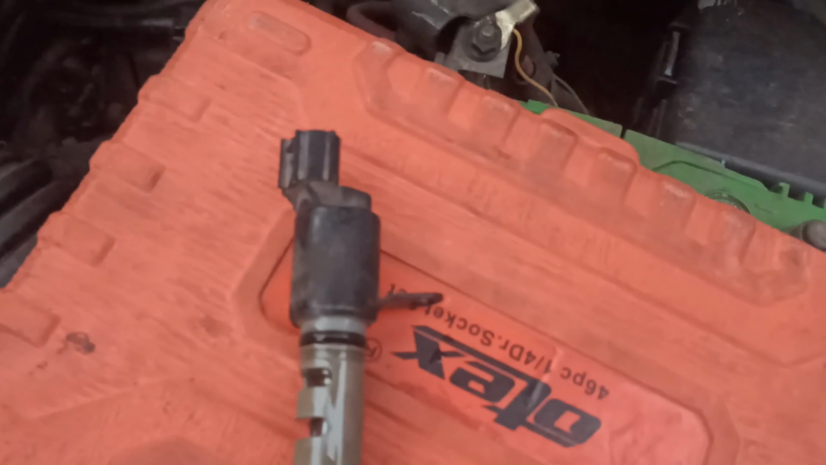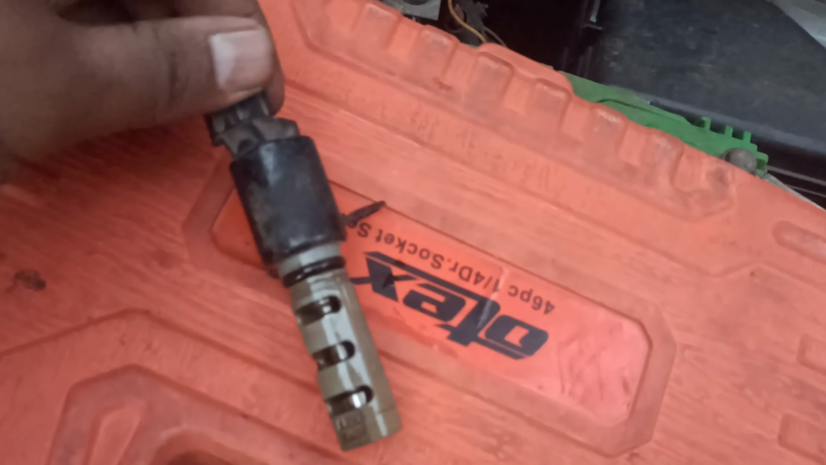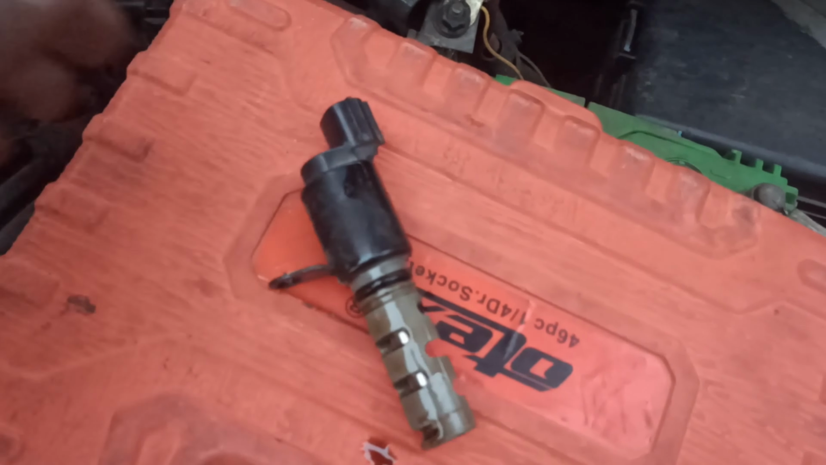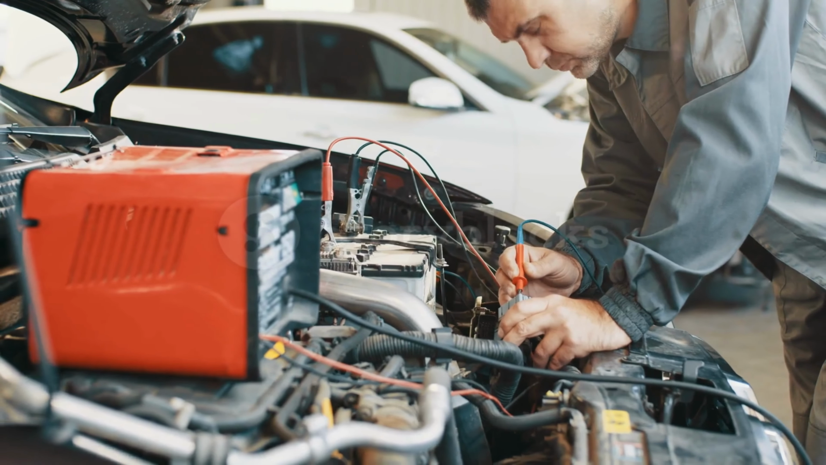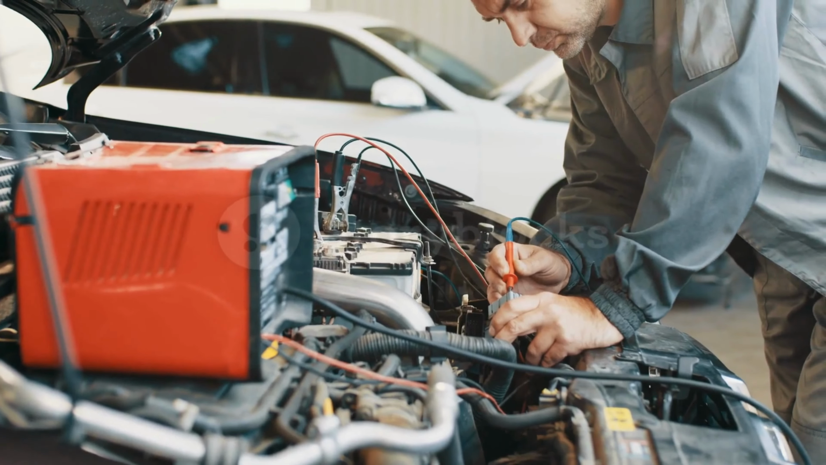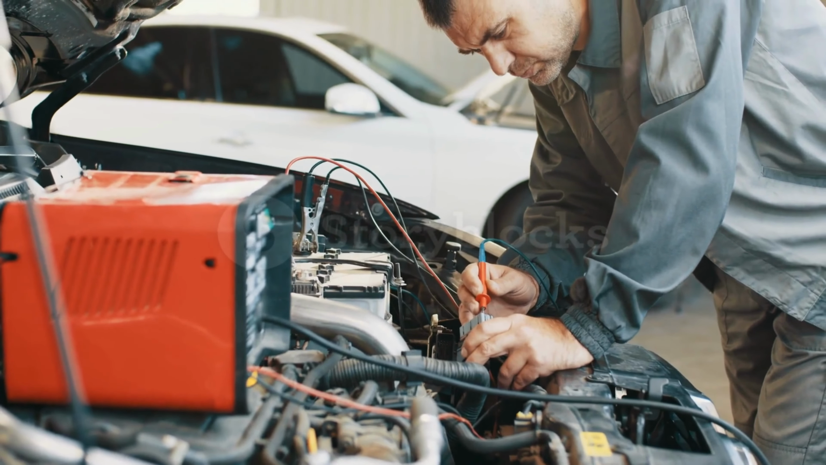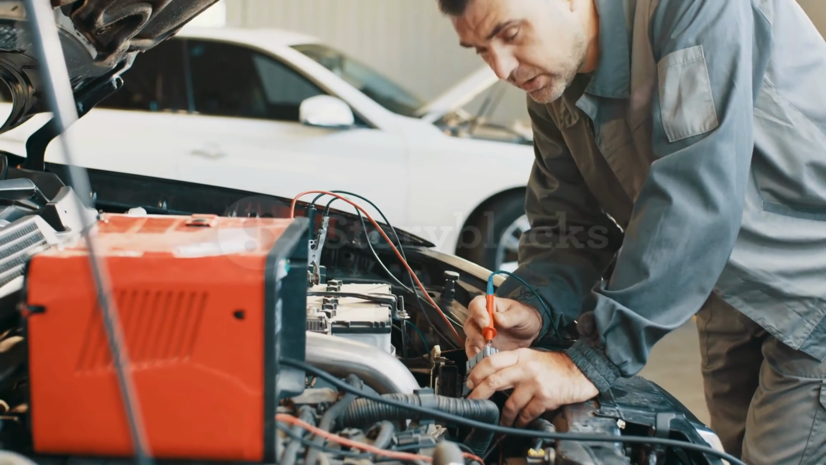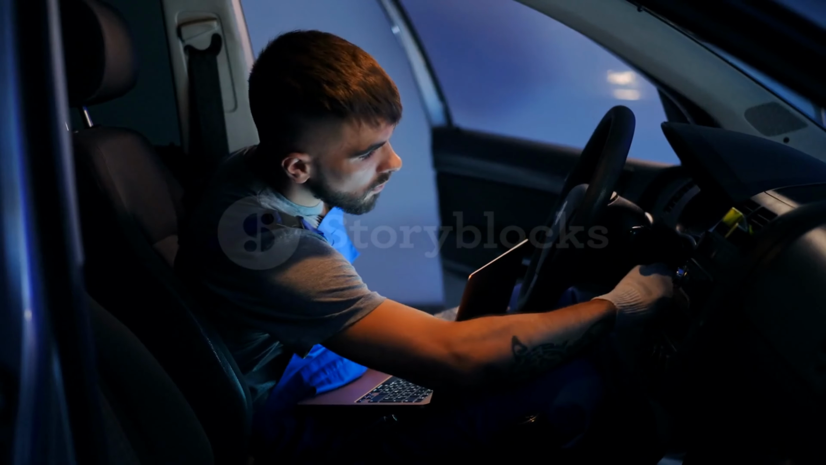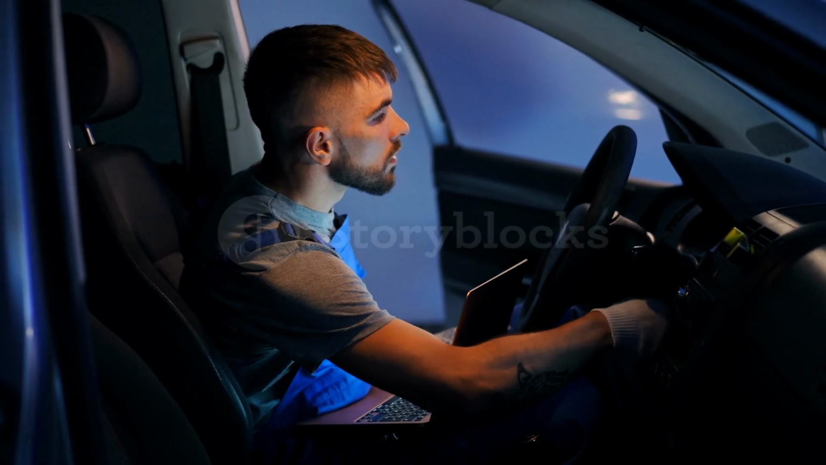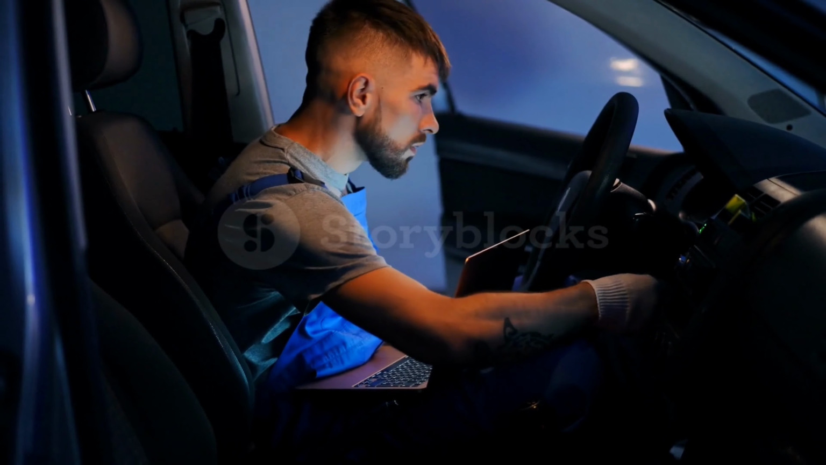The camshaft position sensor is also located near the camshaft on the bank 2 cylinder head. The wiring harness runs from the actuator to the ECU through the engine bay and is exposed to heat, oil leaks, and vibration. For quick diagnosis, start by checking live camshaft timing data using an OBD2 scanner.